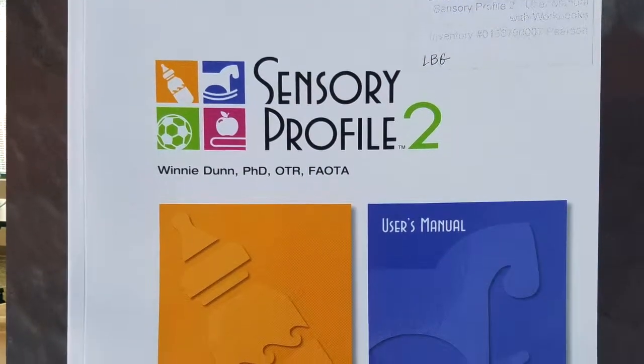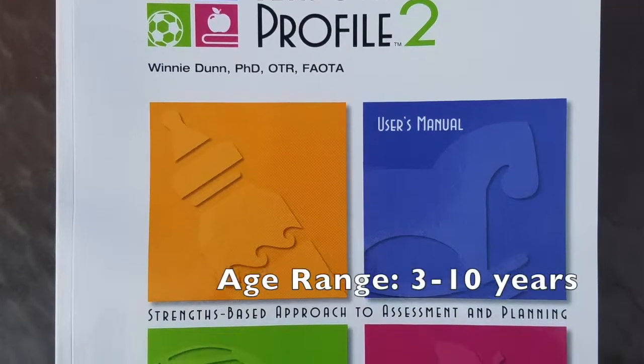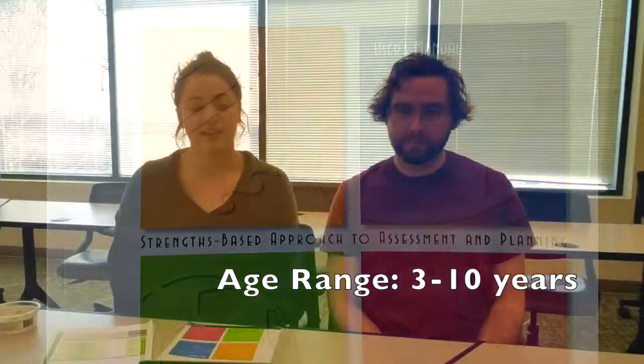Okay, so today we're going to look at the sensory profile, and this is for the age range of 3 to 10 years old. There are also infant and toddler and adolescent and adult versions, as well as the school companion version, which examines school-based functional limitations. So the sensory profile assesses a child's response to sensory events in their daily life.